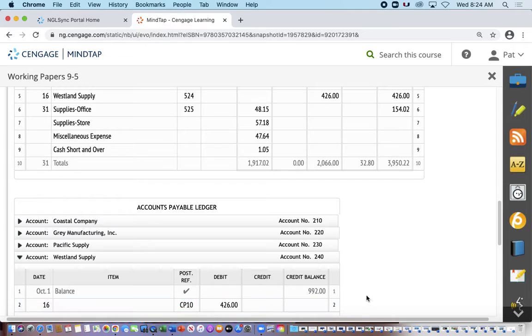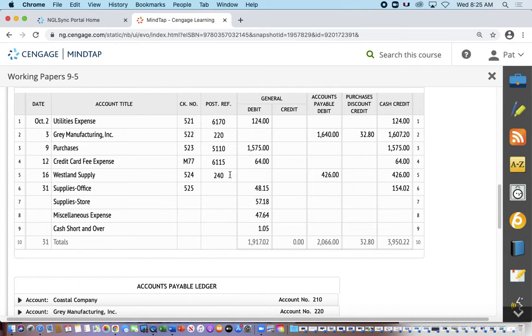So then you subtract. This is where people can get mistakes. 992 credit balance. You subtract 426 that we paid off. And how much do we still owe? 566. And then you go up to your ledger and put 240. It's so much easier when you can see everything.